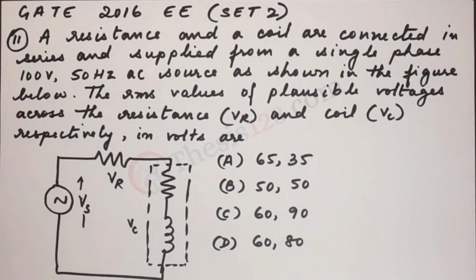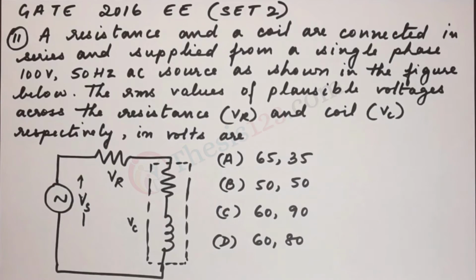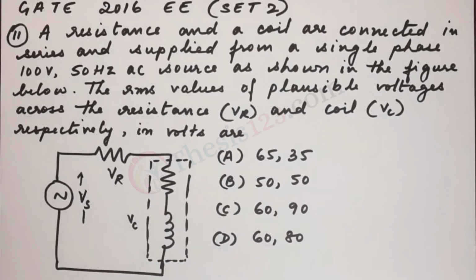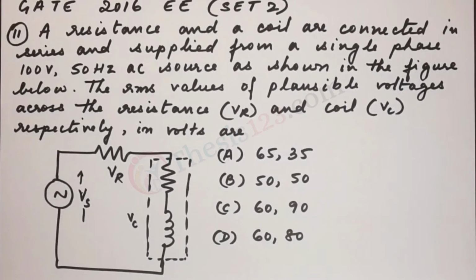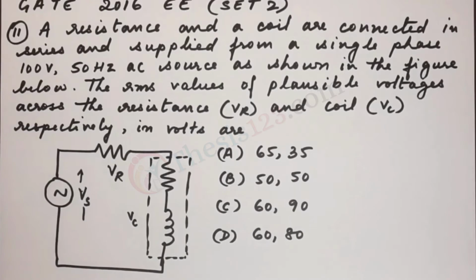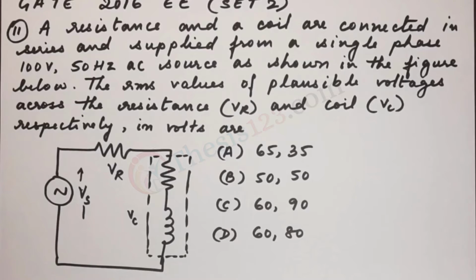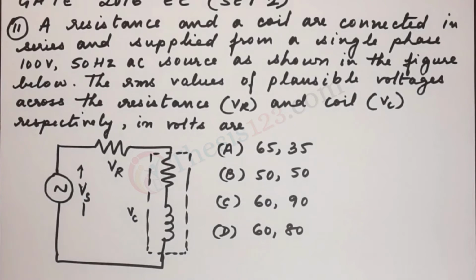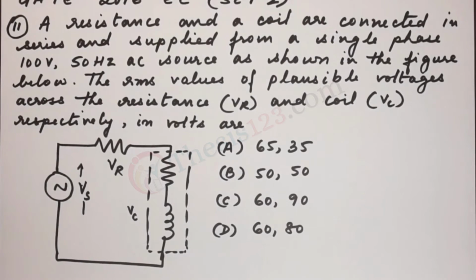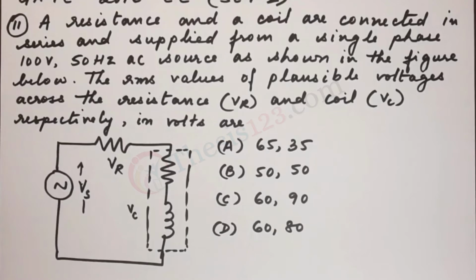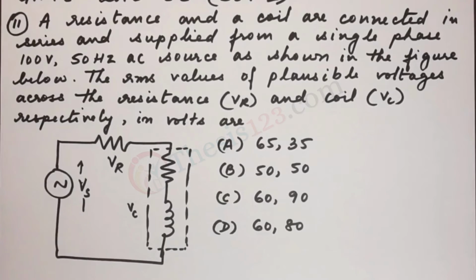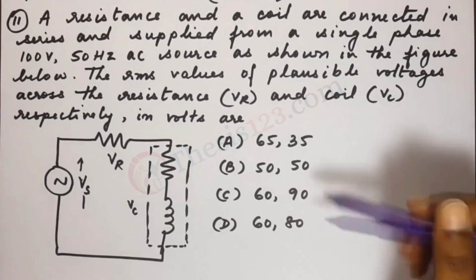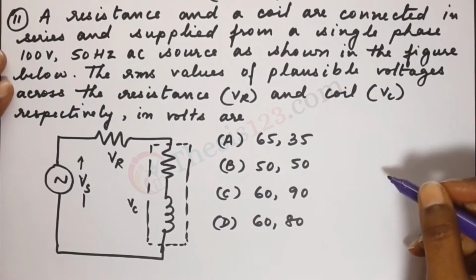Here's the next question, number 11. A resistance and a coil are connected in series and supplied from a single phase 100 volts 50 Hz AC source as shown in the figure below. The RMS values of plausible voltages across the resistance VR and coil VC respectively in volts are. So plausible means the voltages that can flow through those certain elements. So we are looking for any one of these four options. Let's see if we can find them.